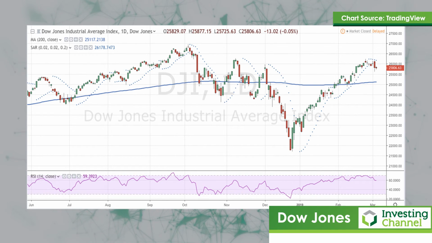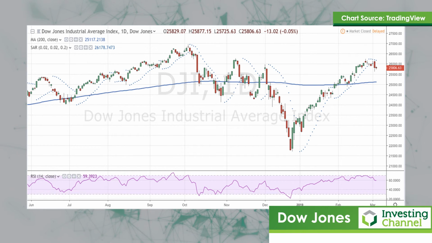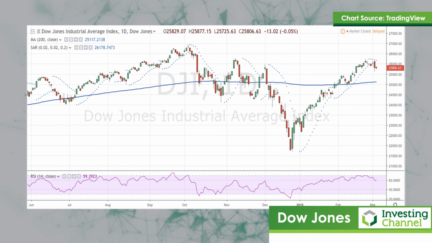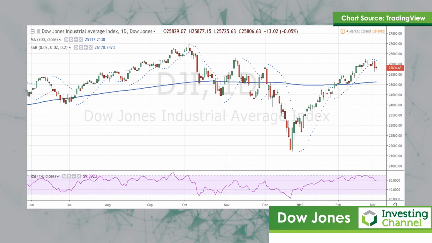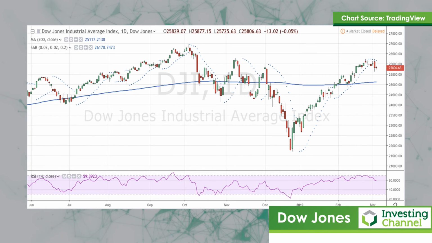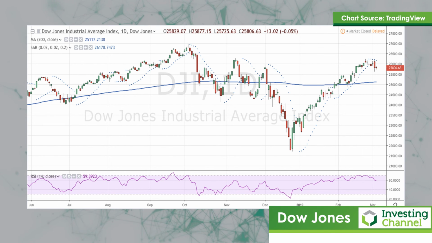But given the extent of the rally since the December lows, at worst, this may be just a pause for breath and nothing more sinister than that. Again, with the 200-day moving average on the chart, as long as we trade above that, technically we look okay. So nothing too sinister, I would say, on these 4 charts we've just covered.